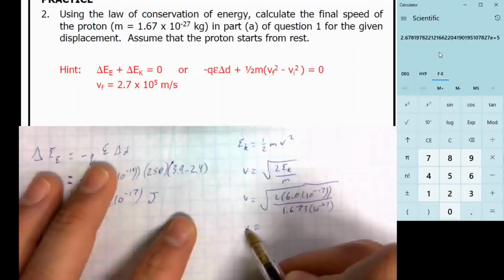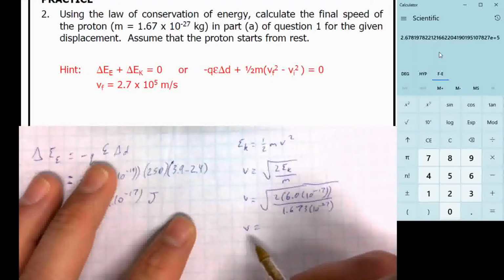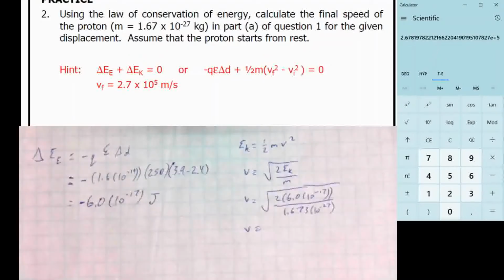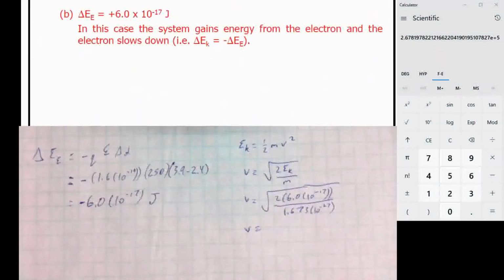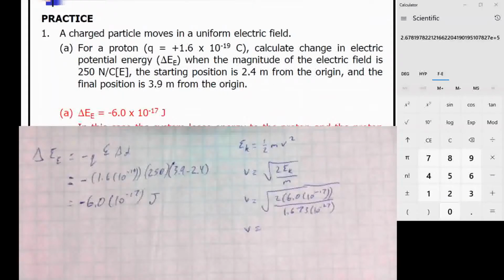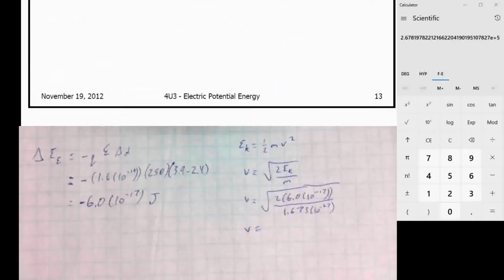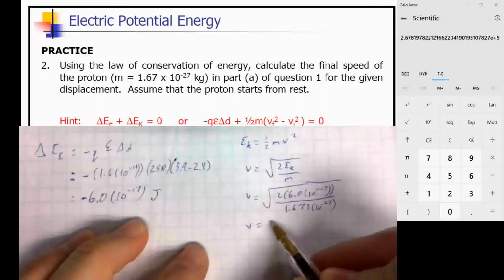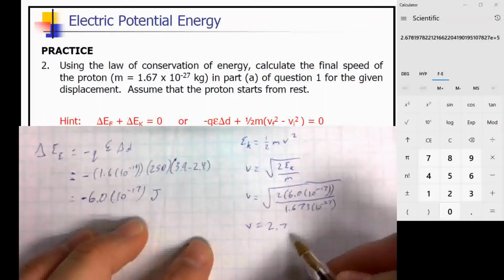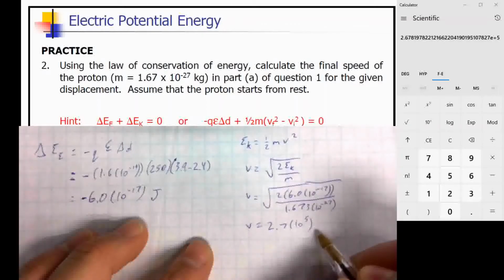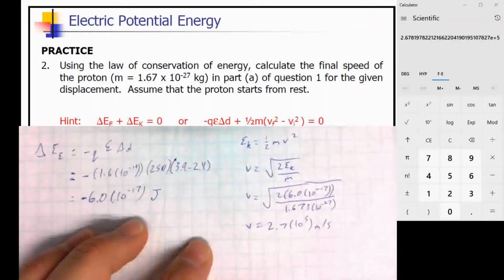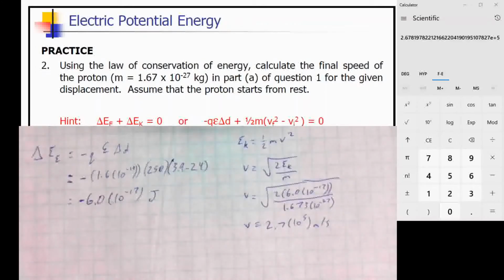I end up with 2.6789. If I'm looking back, I have 3 significant digits for the proton's mass, but looking back at the original question, I have 2 significant digits as my lowest, so I have to report 2 significant digits, which means this is just a 2.7 times 10 to the 5 meters per second. And this would be going in the east direction.